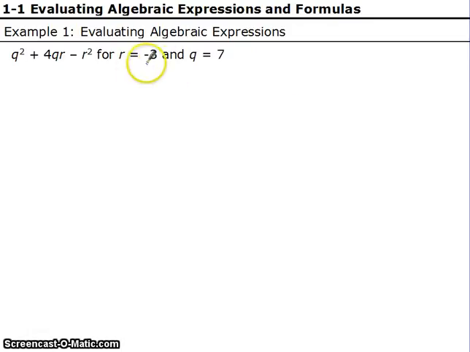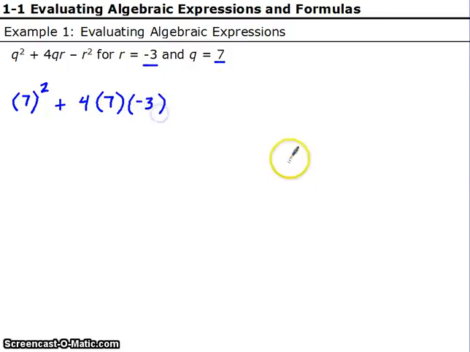So first thing we're going to do is just plug these numbers in the right spots over here. So q is 7. Now when I plug stuff in, I'm always going to use parentheses. That number gets its own set of parentheses, and then we're going to square it. All right, plus 4, and then I'm going to put the q in parentheses, so 7, and then put r in parentheses as well, negative 3. And then minus, and I'm going to put another negative 3 in parentheses there, and then we're going to square that. Okay, remember your order of operations.